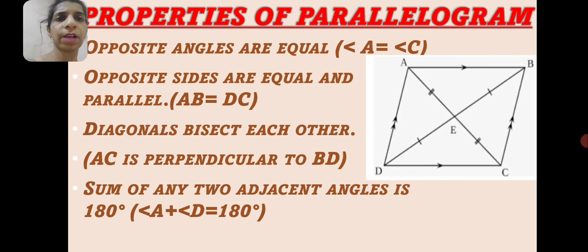Next property of a parallelogram is that opposite sides are equal and parallel. Here AB is equal to CD or DC and AD is equal to BC. Next property is that the diagonals bisect each other. AC bisects BD. Next property is that the sum of any two adjacent angles is 180 degrees, which means angle A plus angle D is equal to 180 degrees.